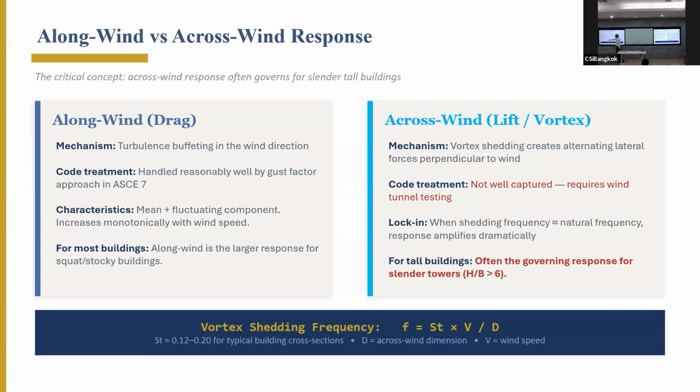And for most buildings, along-wind is the larger response for squat, stocky, short buildings. Tall buildings, not so. Often the governing response is crosswind. This is a different concept, not new, different because it's not related to wind direction. So people don't really understand why my wind is in this direction and the building is moving in the other direction, and I have to design for that first.